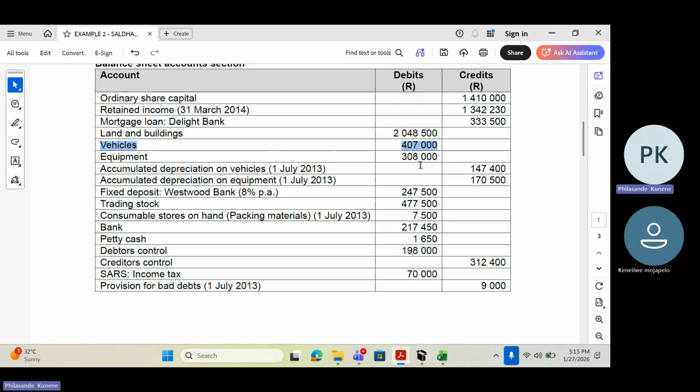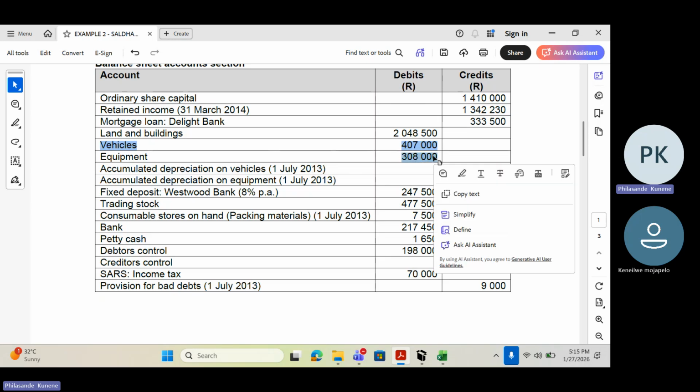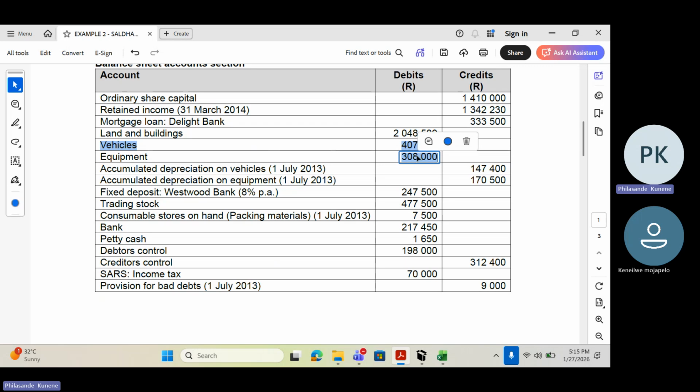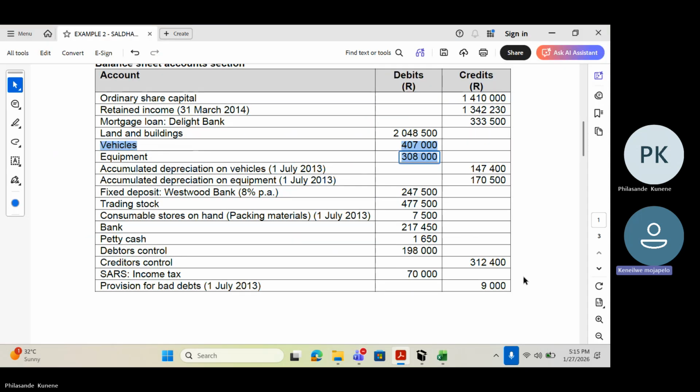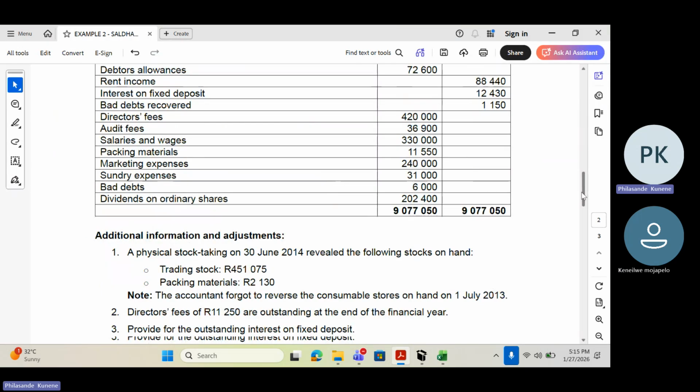Very good. From this cost of 308,000, we need to first subtract the 24,000, the new equipment, because it has already been included in this amount. So we're going to say 308,000 minus 24,000. That is our starting point. And then what do we do after that? We multiply it by 10%. Why are we doing that?